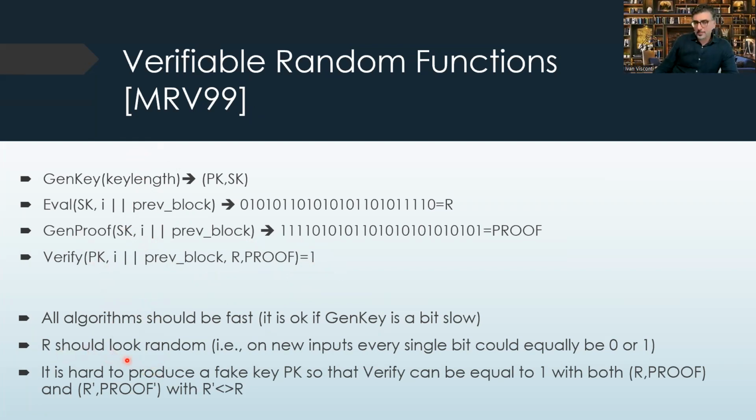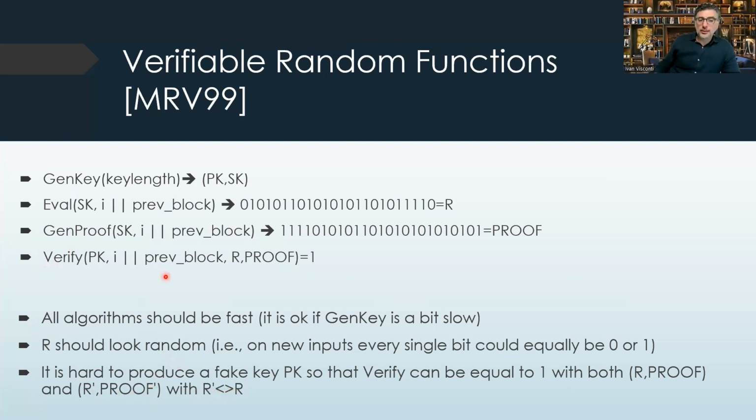So R should look random, and I told you before why. We want that also. This is a security property of the verifiable random function. We want that it should be hard, infeasible, to find even a fake key, basically a public key that you don't get through gen key, but you get through some crazy procedure if you're an adversary. Right? The adversary can do whatever he wants. So you cannot generate a fake key such that later on you can basically cheat the verifiers, providing a pair R, proof, but also a pair R prime, different than R.